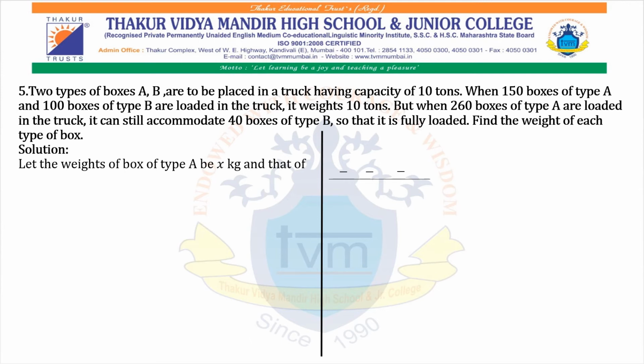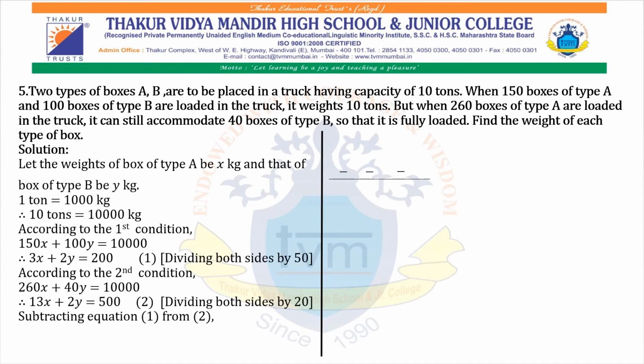Let's see the solution. Let the weight of the box of type A be x kg and that of box of type B be y kg. 1 ton is equal to 1000 kg. Therefore, 10 tons is equal to 10,000 kg. According to the first condition, 150x plus 100y is equal to 10,000. Therefore, 3x plus 2y is equal to 200. We have divided both sides by 50. Now, according to the second condition, 260x plus 40y is equal to 10,000. Therefore, 13x plus 2y is equal to 500. We have divided both sides by 20.